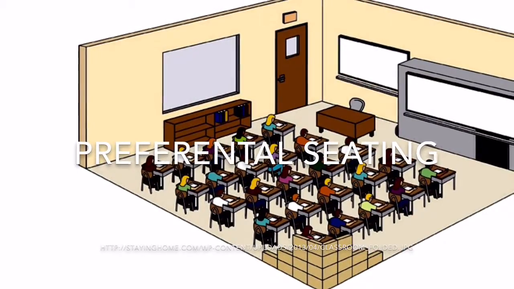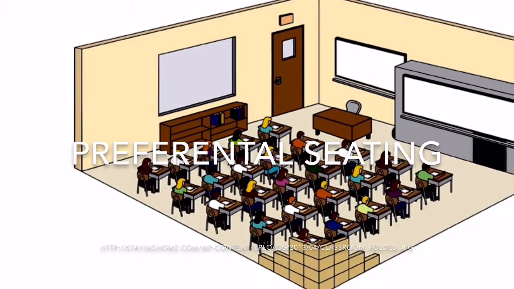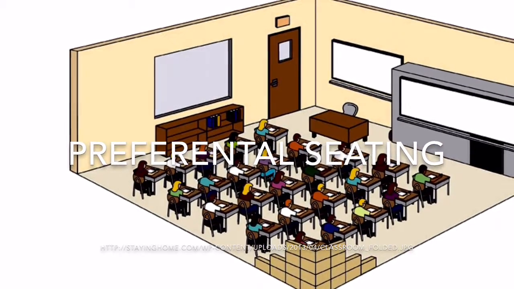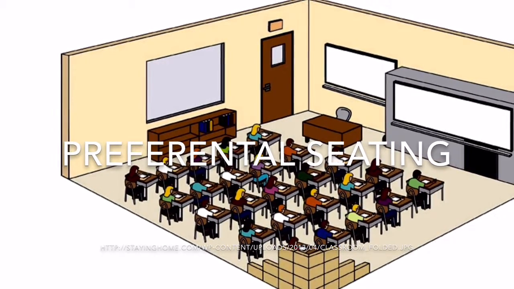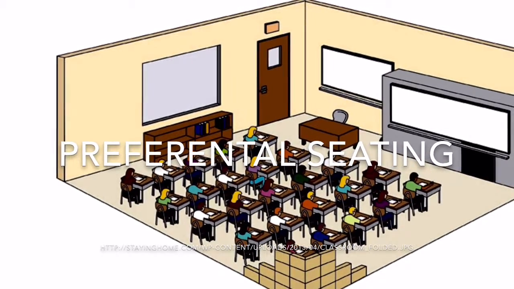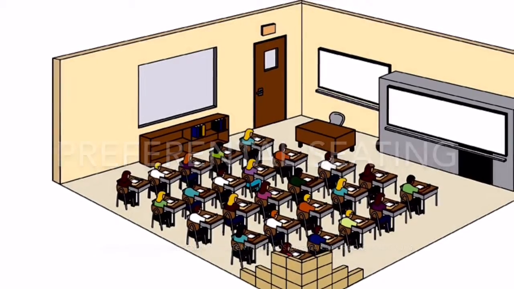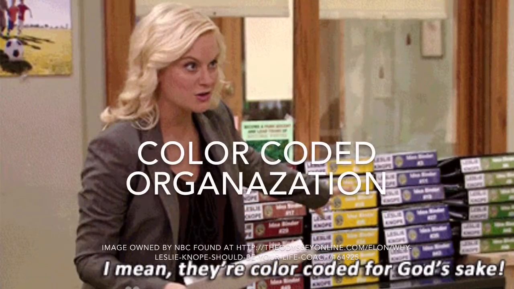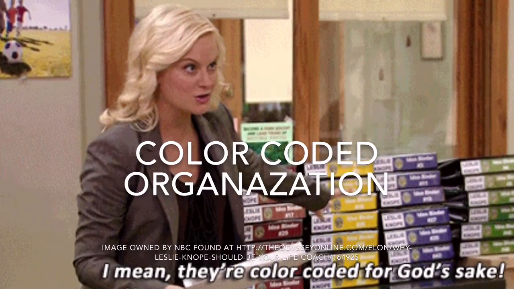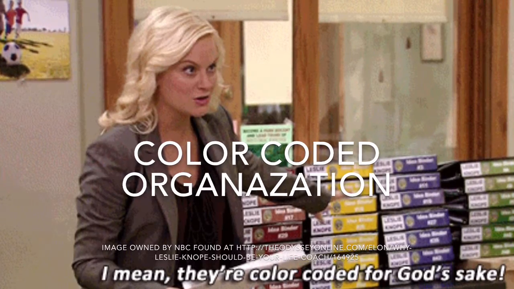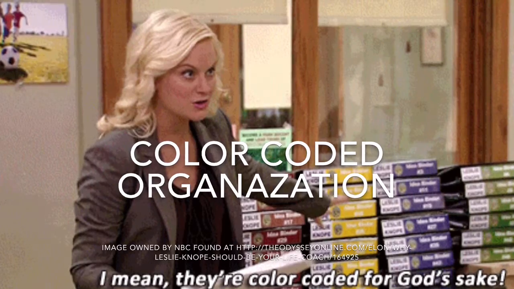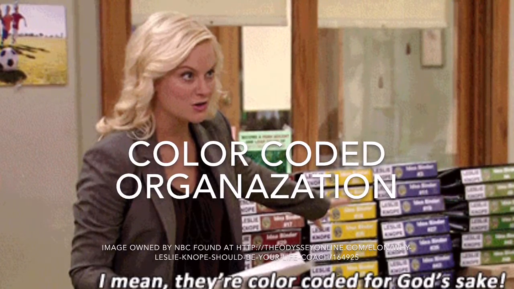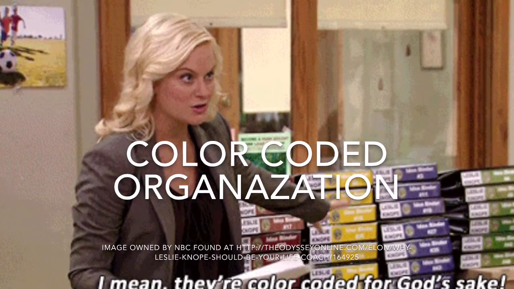Another highly effective technique that can be used in an inclusion classroom is preferential seating. Preferential seating is seating a student close to the teacher's desk so that a teacher can help them when they need it and minimize distractions for the student. Color coding class materials is a great way to help all students stay organized, but especially students with memory issues, because the visual cue of the different colors allows students to access all their work in a quick and efficient manner.